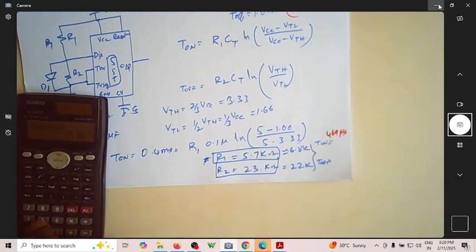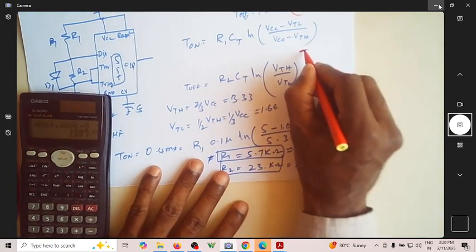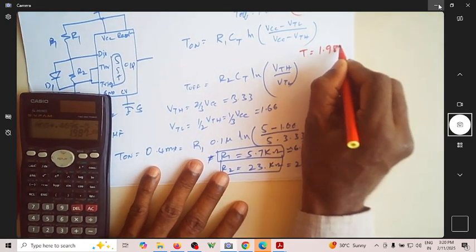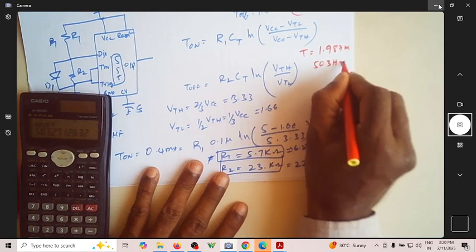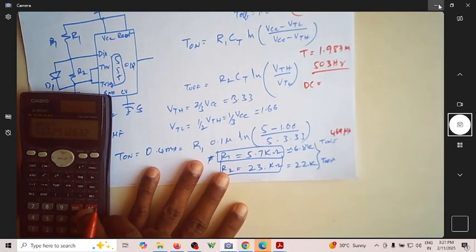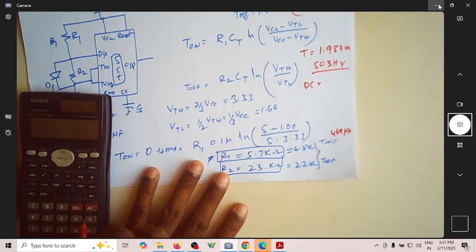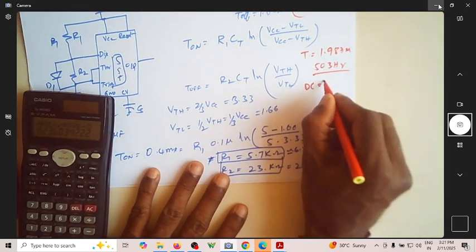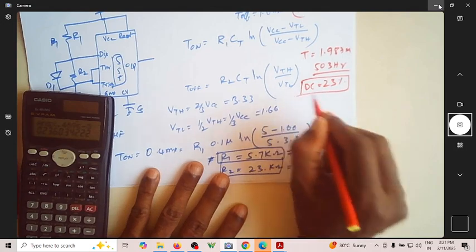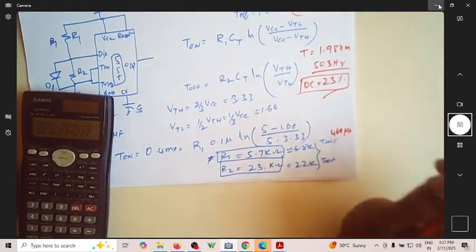So then what is the frequency? Plus 0.469 times 10 to the power minus 3. So total time is 1.987 millisecond. 1 over that is 503 hertz. Duty cycle will be 0.469 times 10 to the power minus 3 over that total time. It will be 23%. You'll get a 23% duty cycle if you use, instead of 5.7k, 6.8k and 22k.